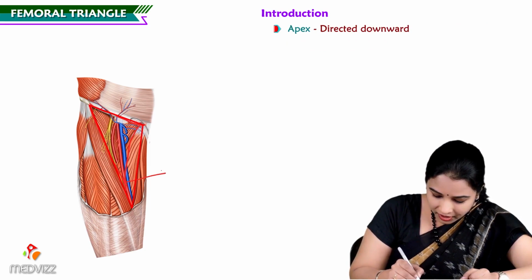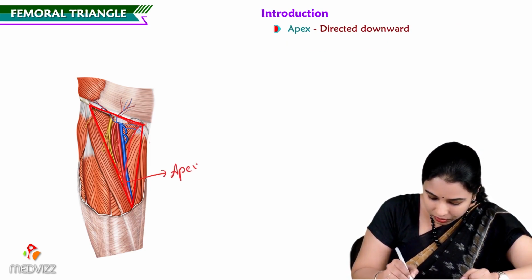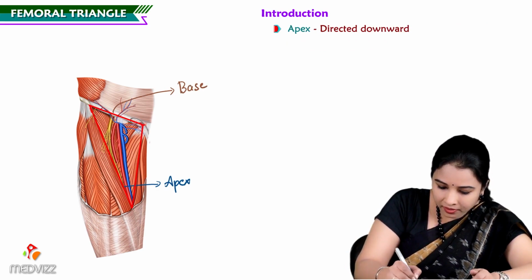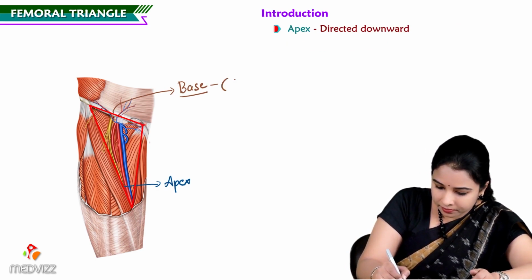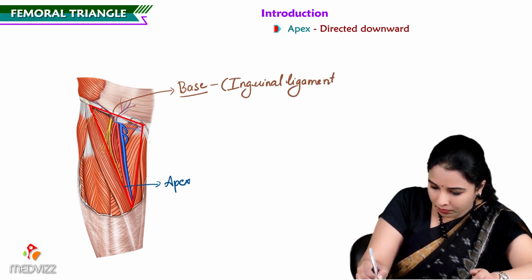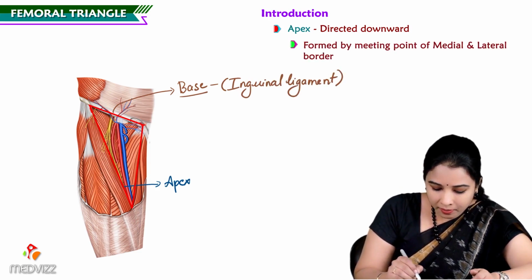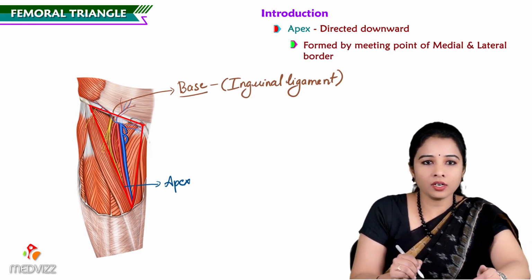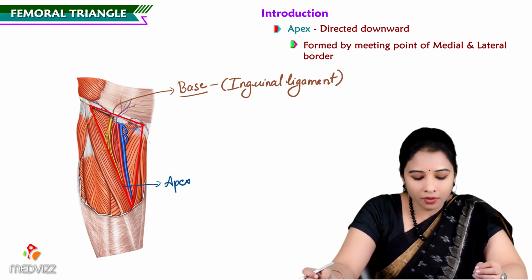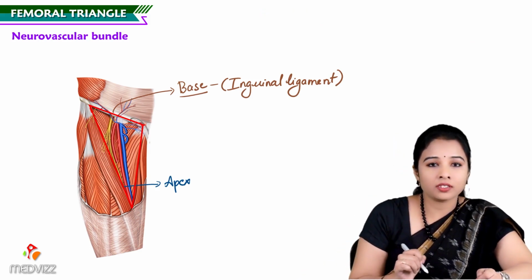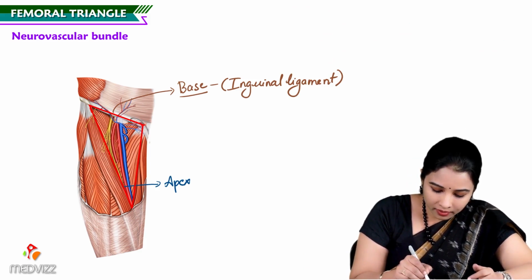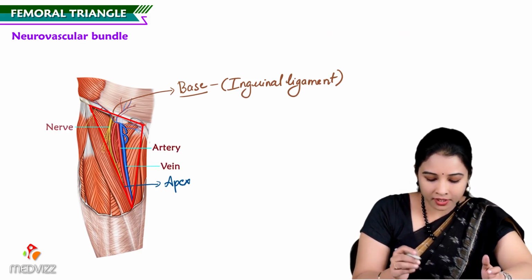So if we see its outline, this is the triangle. The apex of the triangle is directed downwards. Base is formed by the inguinal ligament. And apex is formed by the meeting point of medial and lateral borders. So this triangle is clinically quite important because of the big neurovascular bundle present in this femoral triangle, where we can see a vein, artery and nerve.